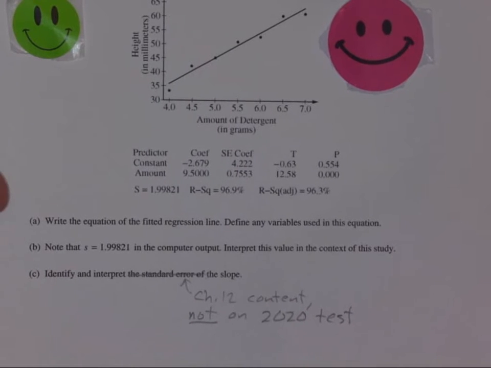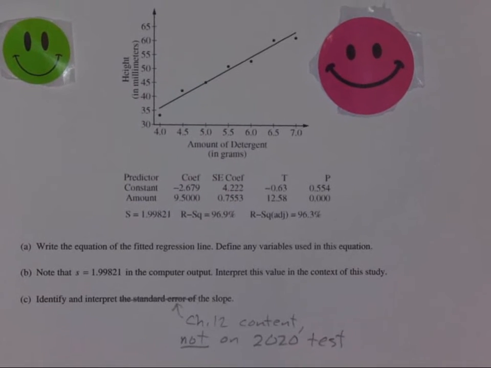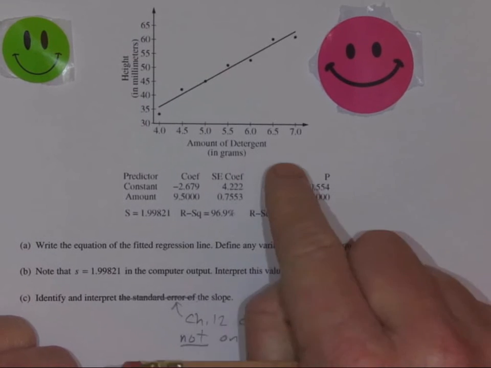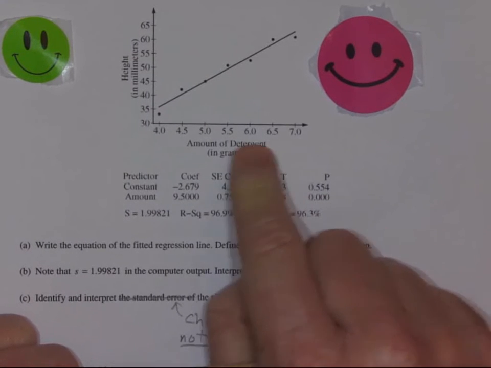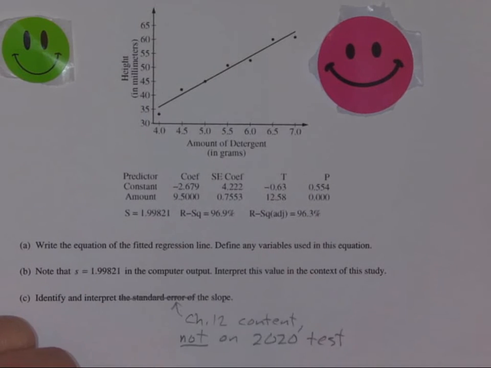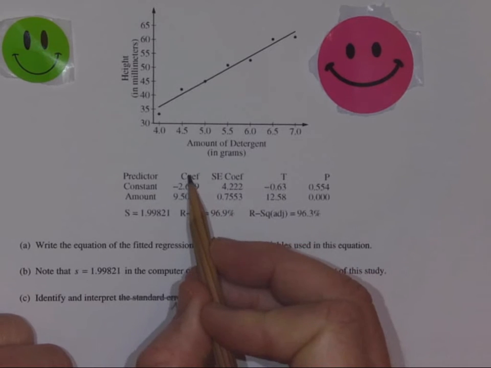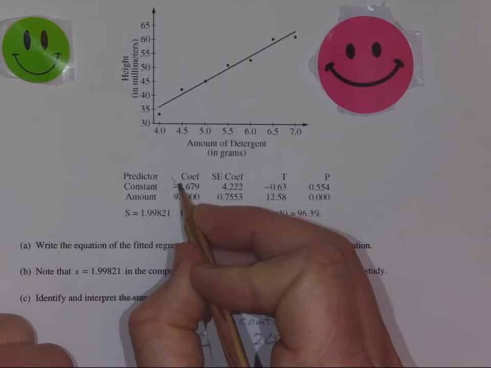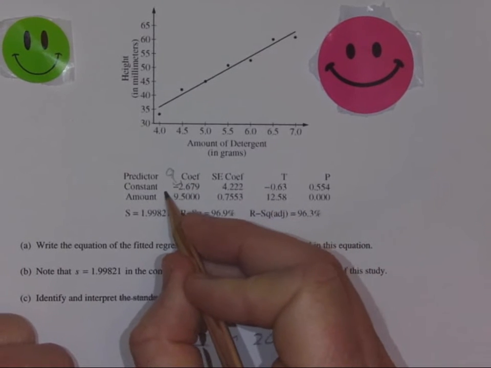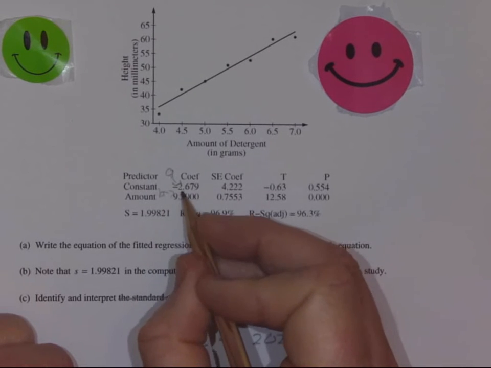Okay, great. Now, let's look at this. First of all, just some things they could ask you. The amount of detergent is what we call the explanatory variable. And then the height is the response variable in this situation. And you have to understand how to read the computer printout. Remember, this coefficient of constant, that's A. So the first number is A, and the one below it, that's B. So that's the y-intercept, that's the slope.